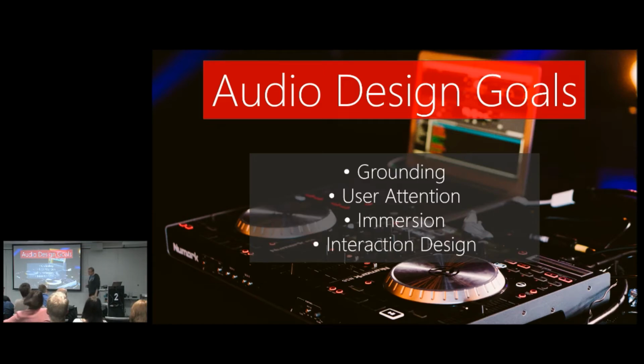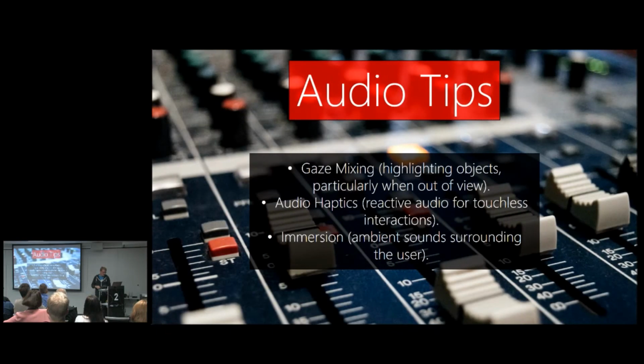Interaction design, you can use sound as a way of giving tactile feedback, because we can't touch the holograms as such. But if we click on a button, make it click, okay? You can use sound for that as well. Gaze mixing is a good way of highlighting objects. So when you put your gaze on something, it highlights and it goes, whoo, or click or whatever it might be. You interact, use the other input methods with the sound. Audio haptics, we just touched on that when you can actually touch on something.